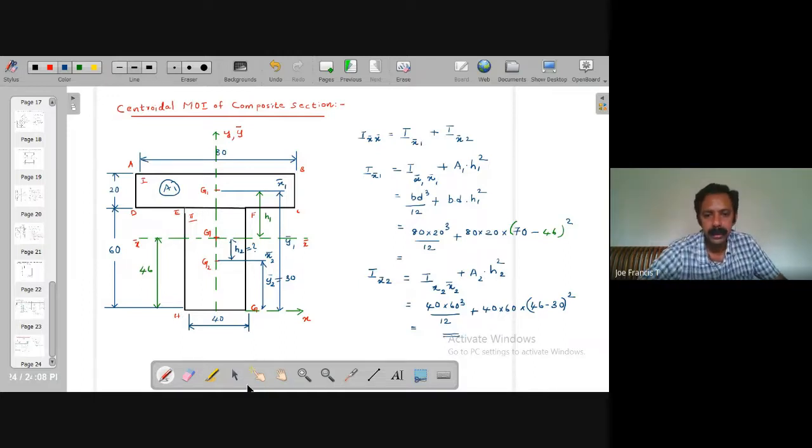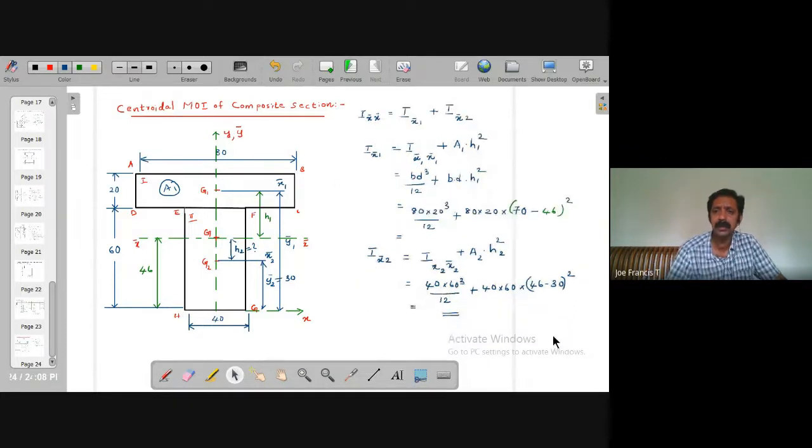And once you find I x bar 1 and I x bar 2, you substitute these values in the first equation. ഈ ഇക്വേഷനിൽ അത് സബ്സ്റ്റിറ്റ്യൂട്ട് ചെയ്യാം. Substitute here, you get I x bar. So this is the first step. നമ്മൾ പകുതി ആൻസർ കണ്ടുപിടിച്ചു. സെൻട്രോയിഡൽ എക്സ് ആക്സിസിലുള്ളത് കണ്ടുപിടിച്ചു. ഇനി നമ്മൾ ഇതേപോലെ തന്നെ സെൻട്രോയിഡൽ വൈ ആക്സിസിലുള്ളത് കണ്ടുപിടിക്കണം.